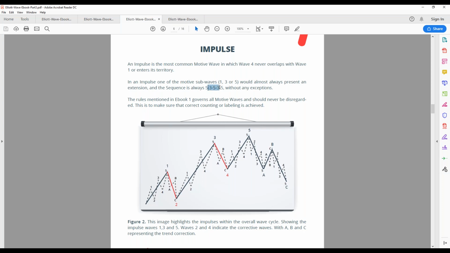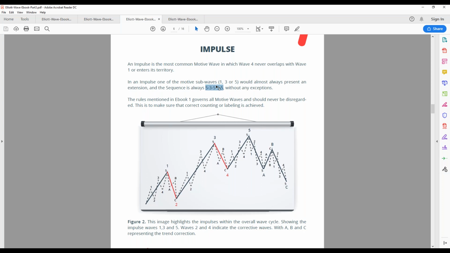It can be 5-3-5-3-5. No, we're talking about an impulse, not a motive wave. A motive wave could be a leading or ending diagonal, in which case, yes, it could unfold as a 3-3-3-3-3, or actually, it can only unfold as 3-3-3-3-3 or 5-3-5-3-5 in an ending or leading diagonal.